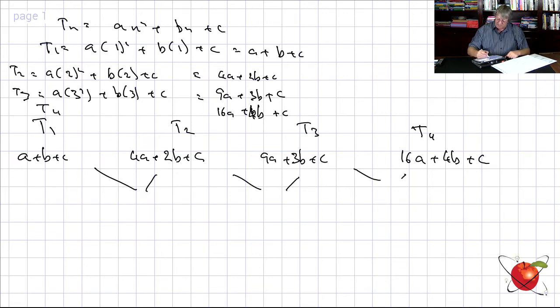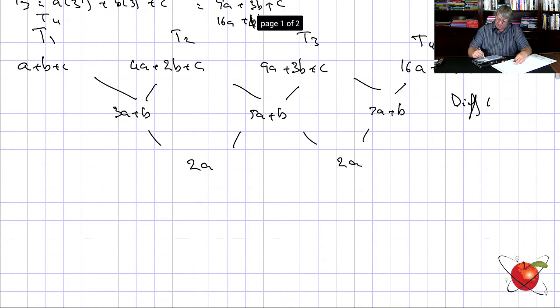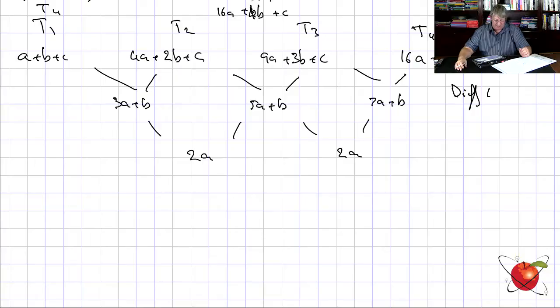What did we say? We said take the first difference. The first differences come down to 3a plus b, 5a plus b, and 7a plus b. Therefore, take the second difference because it is a quadratic. We started with a quadratic. Therefore, I take the second difference and I get 2a and 2a, which is kind of what we expected, right?